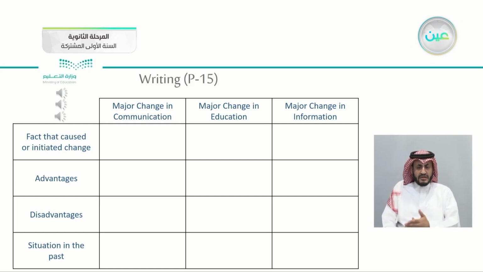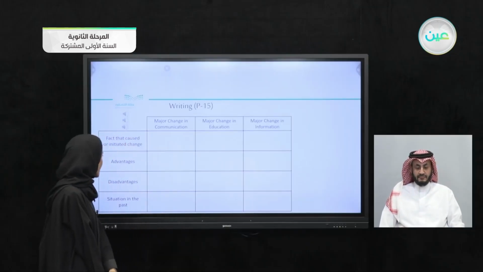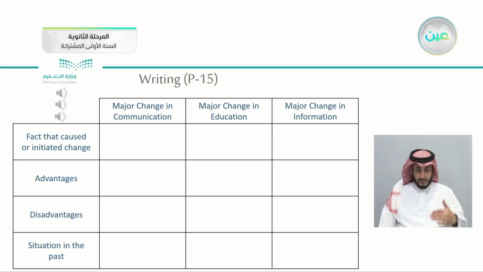At the beginning, the history. The history of this one. Advantages. Here we're going to speak about the positive side, the good things about communicating using the internet, the internet and education, and the internet and information. How about the disadvantages? The negative side. You can come up with your own answer.